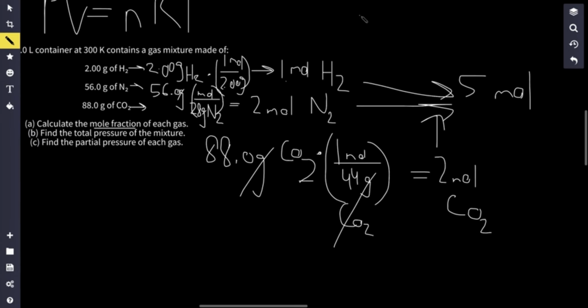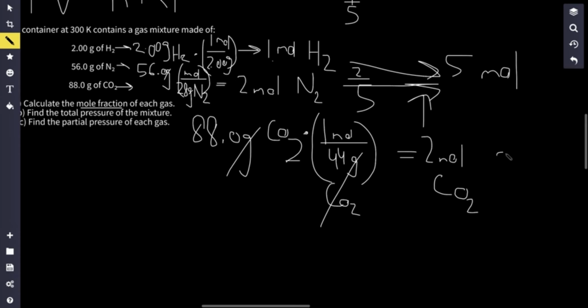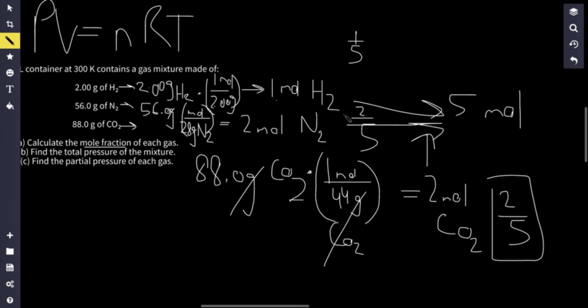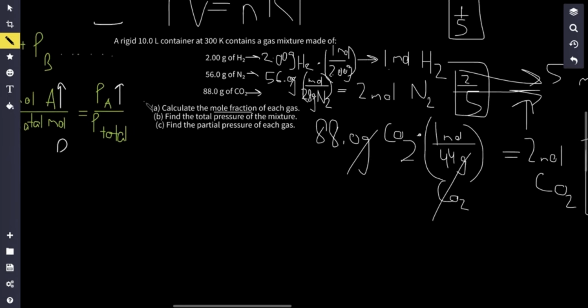So the mole fraction for H2 would just be 1/5. The mole fraction for N2 would just be 2/5. Mole fraction for CO2 would just be 2/5 as well. Notice how all these values add up to 100%, right? So that's how you can check your work.